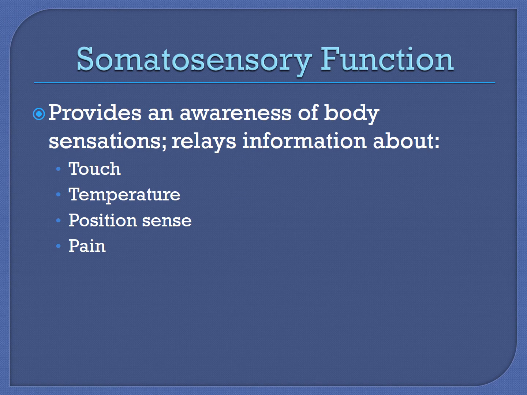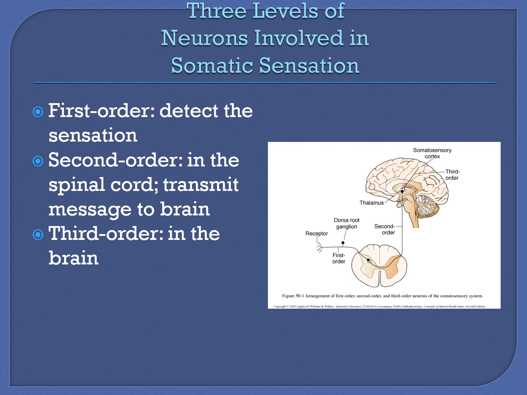Somatosensory function provides an awareness of body sensations. It relays information about touch, temperature, position sense, and pain. There are 3 levels of neurons involved in somatic sensation. The first order actually detects the sensation itself. The second order is in the spinal cord, and third order is in the brain. So basically, first you have to detect the sensation, it transmits to the spinal cord, and then up to the brain.